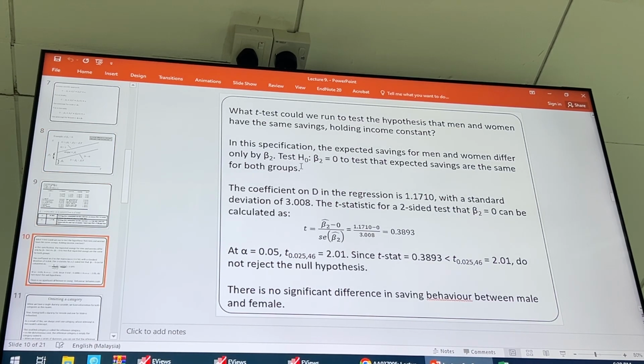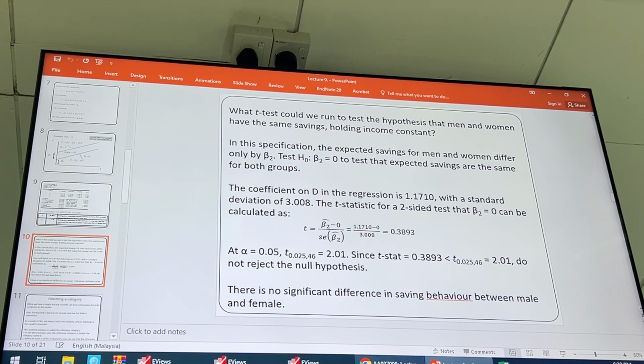So you test beta 2 equal to 0, to test that expected saving is the same for both groups. The coefficient on the dummy variable in the regression is 1.17 with standard deviation 3 point something. If you calculate the t ratio, you get 0.38. You compare with the value from the t table, and it is less than the critical value, so do not reject.